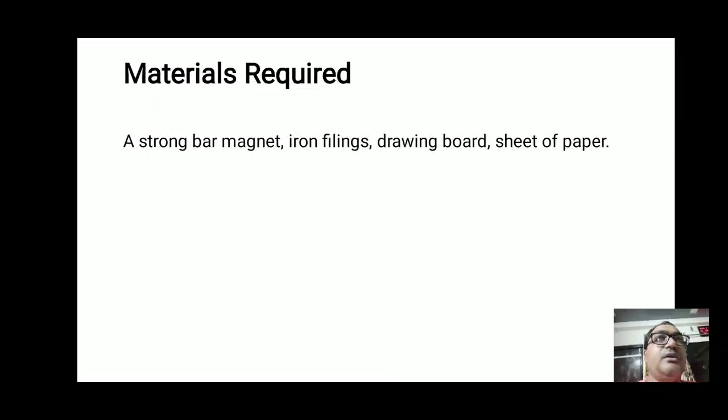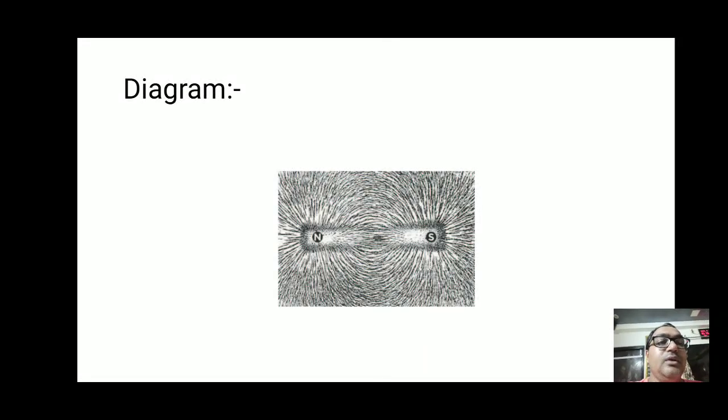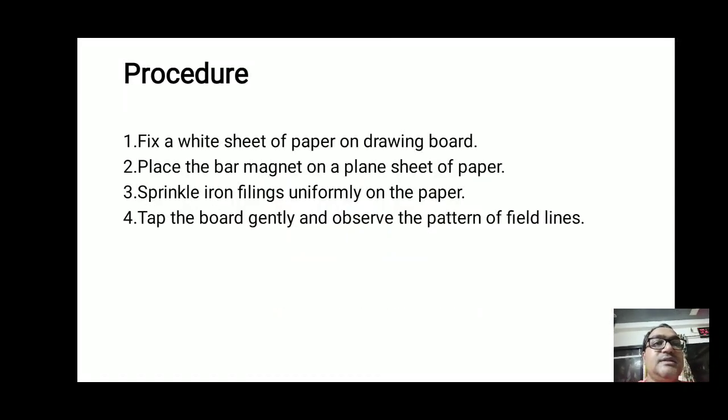For doing this activity, which materials are required? A strong bar magnet, iron filings, a drawing board, and a sheet of paper are required. Then you have to draw the diagram. This is the bar magnet, with north pole and south pole. When you sprinkle the iron filings, this type of magnetic field lines can be seen near the bar magnet.